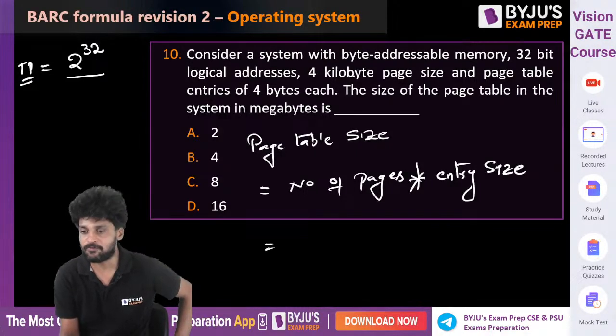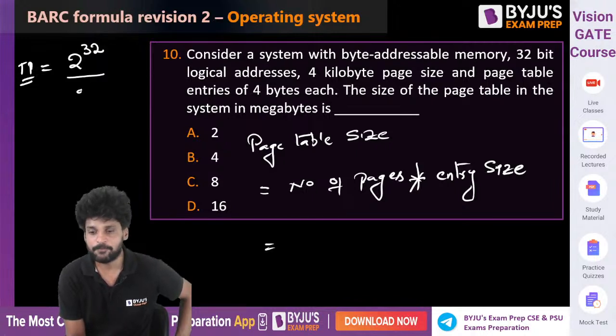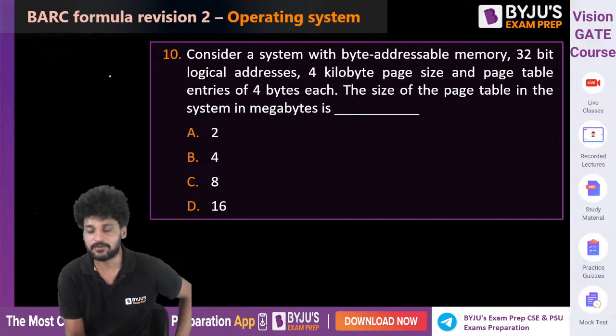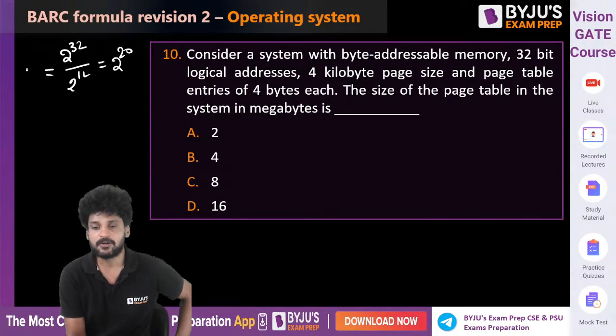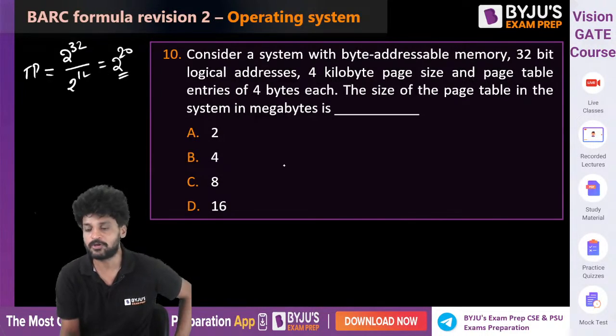Page size is equal to 4 kilobyte, right? 4 kilobyte meaning 2 power 12. So the total number of pages will be equal to 2 power 32 divided by 2 power 12, which is equal to 2 power (32 minus 12), that is 2 power 20. Total number of pages is equal to 2 power 20.